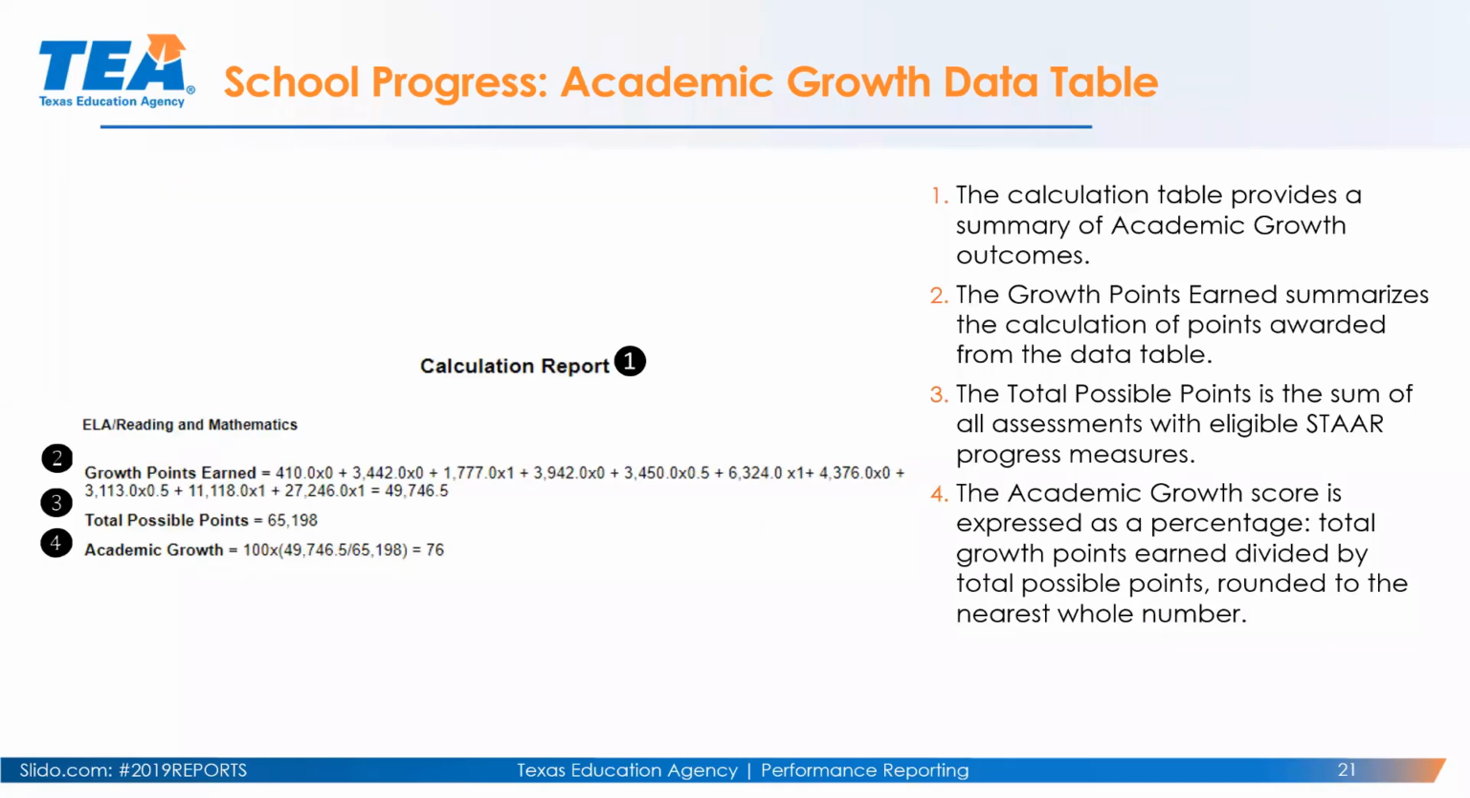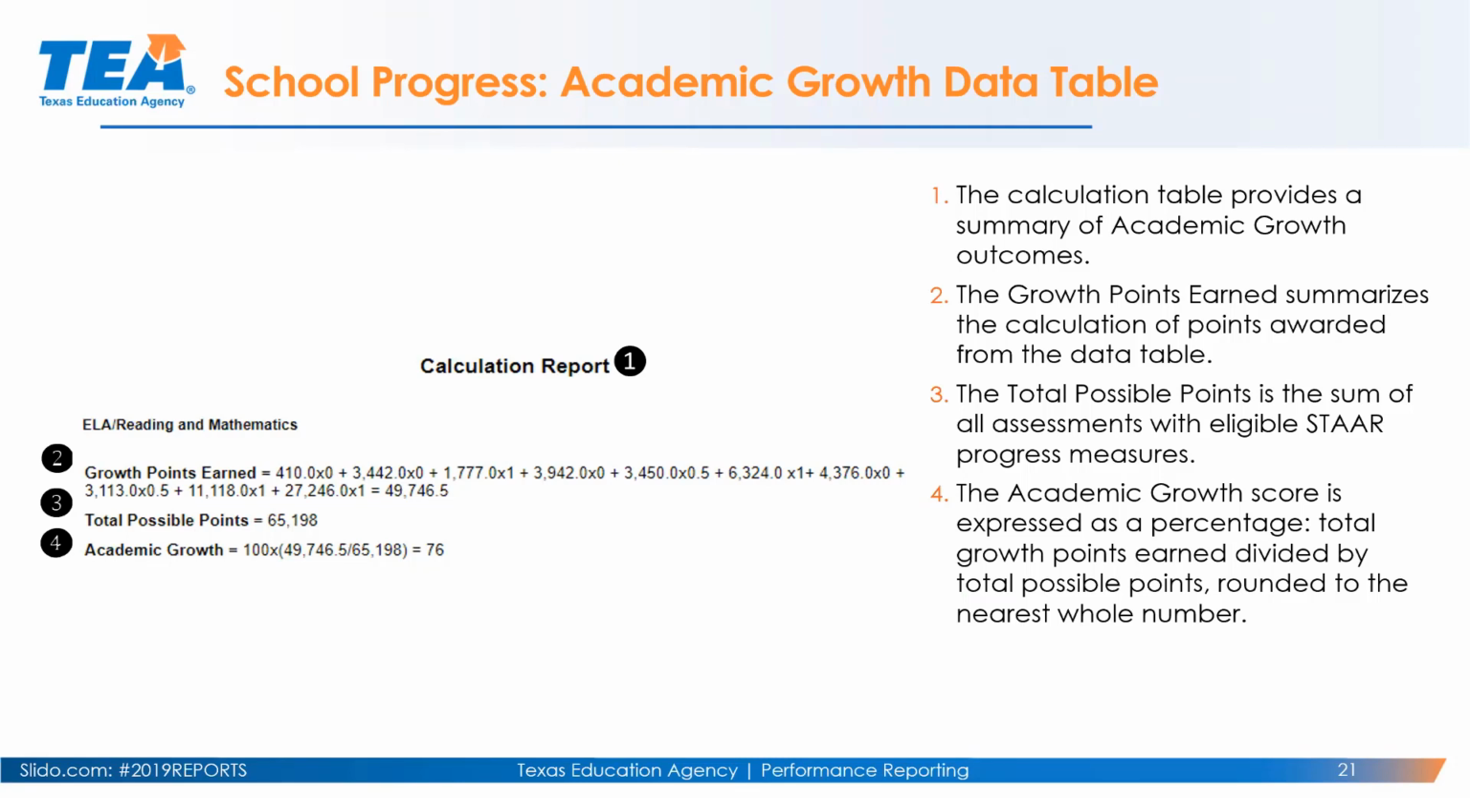Let me talk about the calculation report first. So this provides a summary of academic growth outcomes. We're looking at reading and math, so the calculation report highlights results that are summed from ELA reading and math. Section 2 looks at the growth points earned, and that summarizes the calculation of points awarded from the data table below that I'm going to talk about.